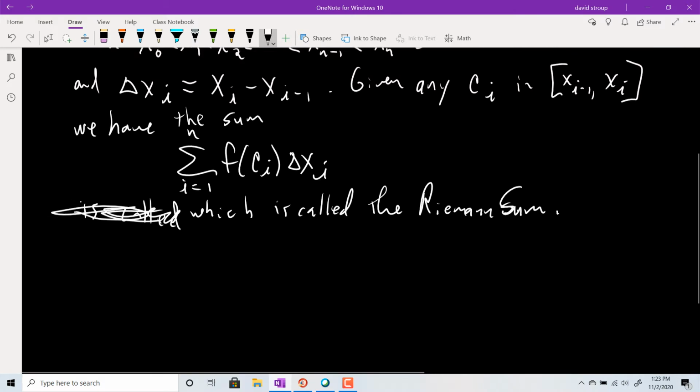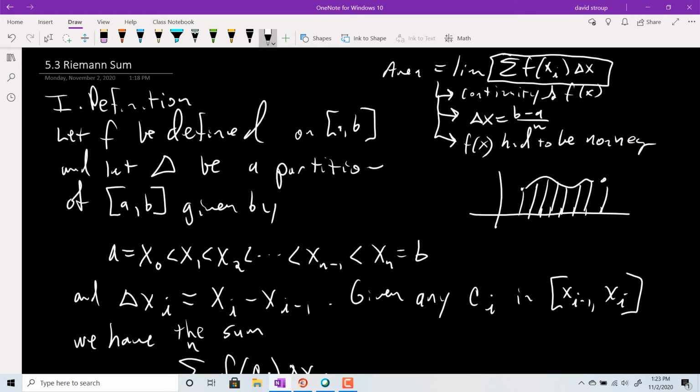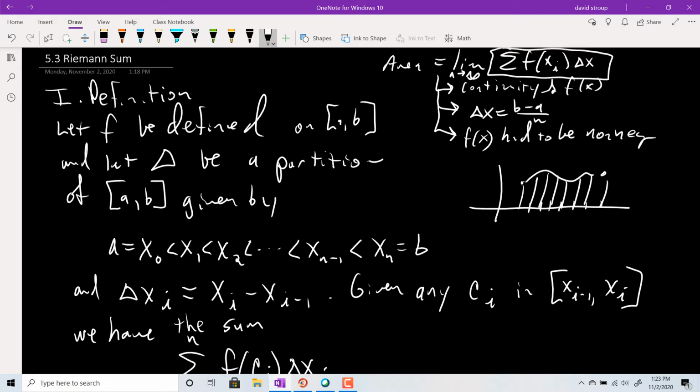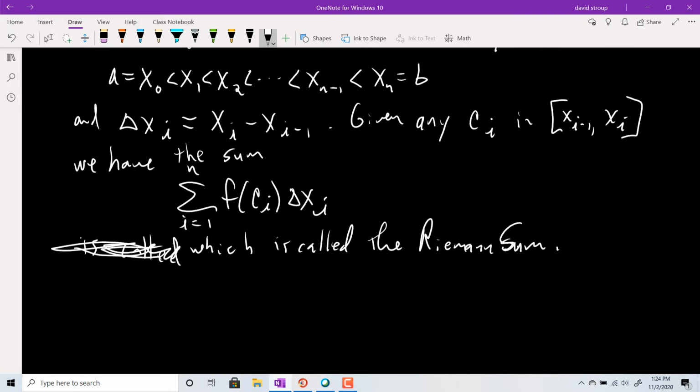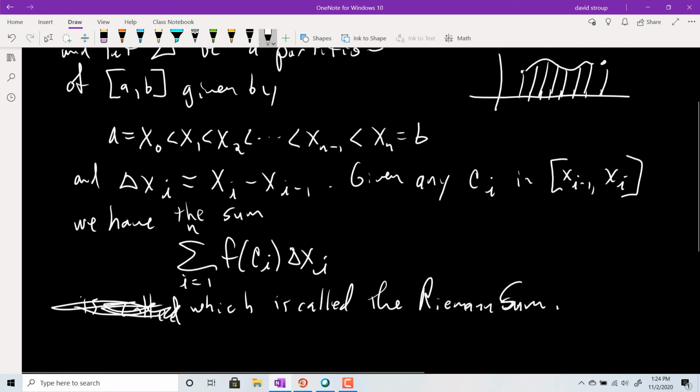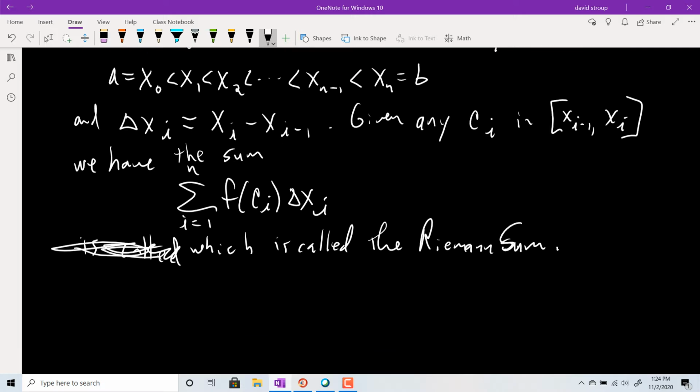The problem with this definition is that before, our limits were dependent on just letting n go to infinity. Here we're going to say let the partition go to 0. Let the greatest width of the partitions, which we're going to call the norm of the partition, go to 0. So I need to define that. Also note the norm of the partition equals the width of the largest subinterval.